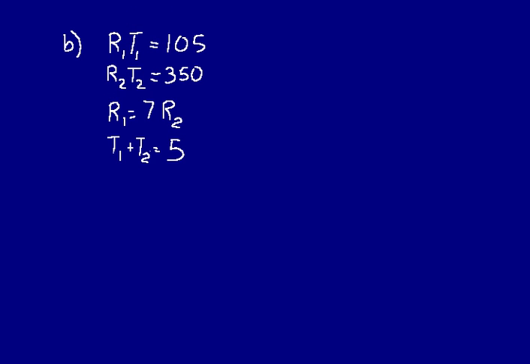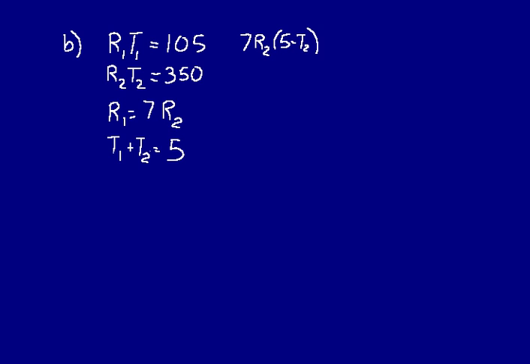Let's go ahead and do one more of these, similar to the previous one we just did. And so let's just go ahead and start by substituting back into that top equation there, because we have R1 equal to 7R2, so we can replace R1, and then we can replace T1 because we can solve that bottom equation for T1. And so we'll have in the top equation, if we substitute 7R2 in for R1, we'll end up with 7R2, and then T1 will become 5 minus T2.